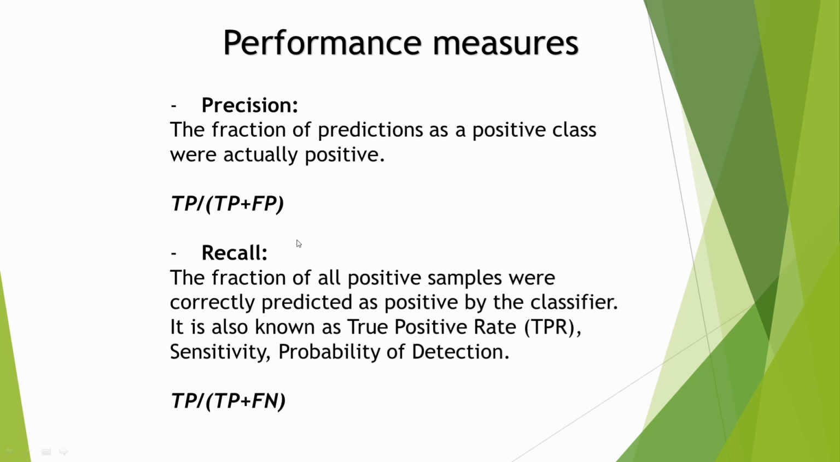And another thing is recall. This is the fraction between the true positive and the sum of true positive and false negative. This is also called the true positive rate, measured using the formula true positive divided by true positive plus false negative. This is also called the sensitivity or probability of detection.